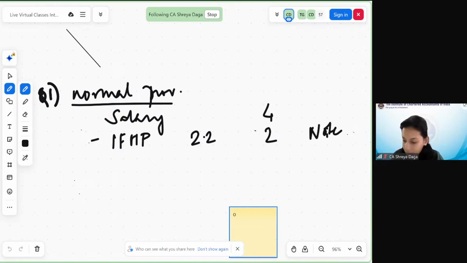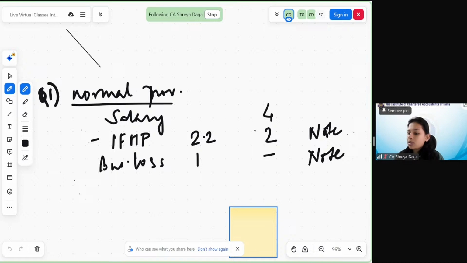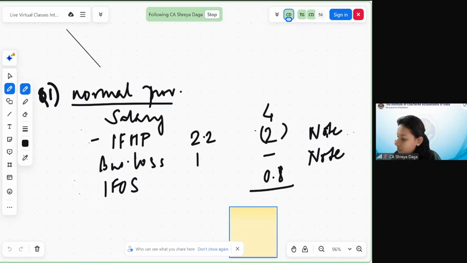Then you have a business loss. Can you set off against salary income? No, you can't set off. You give a note here also, that business loss is not eligible to be set off against salary head. Then you have an income from other sources, bank interest. What is the total income? GTI, what is the GTI?